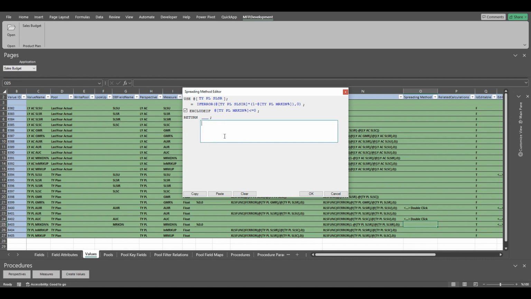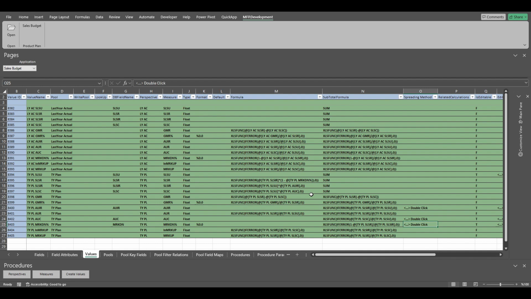After spreading sales revenue, calculate markdown as follows, if error. In parentheses, 1 minus this year plan sales revenue, divided by this year plan sales initial revenue. Yes, we've clicked OK. Yes, we wrote spreading methods for all three values that require it.